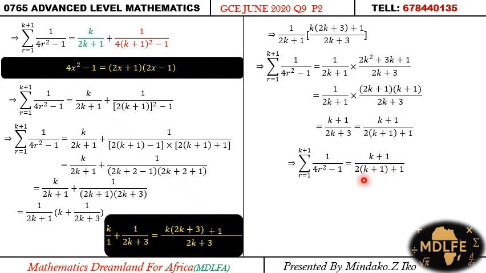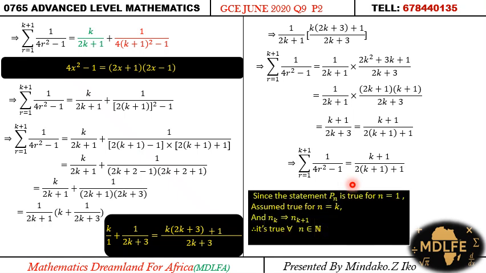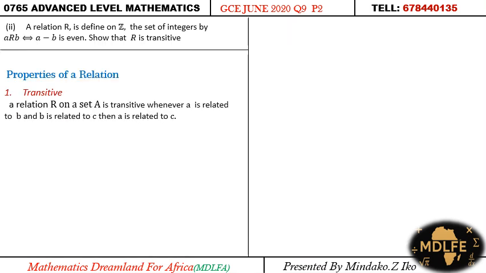It is very important. Okay, therefore, since the statement Pn is true for n equal to 1, assume true for n equal to k, and k implies k plus 1, it is true for all n in the natural numbers. So this conclusion is very important, because if you miss this conclusion, you lose the marks. That is it. All right, so this is the end of the mathematical proof. All right, so let's continue.